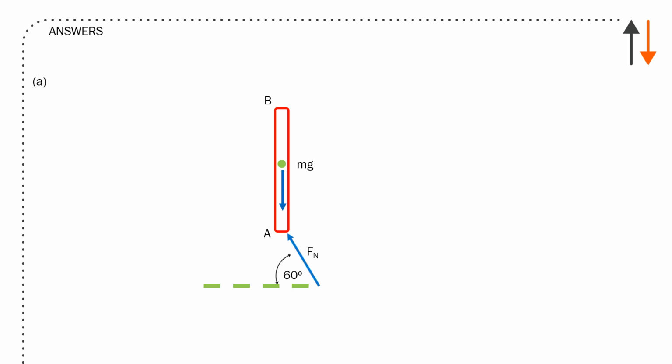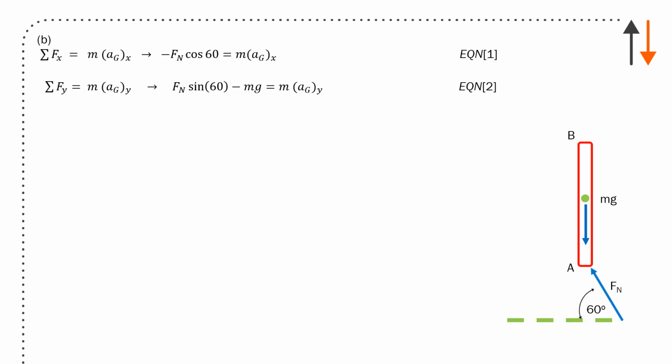So the first part asks us for a free body diagram. The only forces acting here are the normal force, which is acting at 60 degrees to the horizontal, and weight, which is acting downward. So we have that. Now you have the sum of forces in x and y. You can say that the sum of forces in the x direction is going to be Fn cos 60, because it's acting in the negative sense. You have a negative value there.